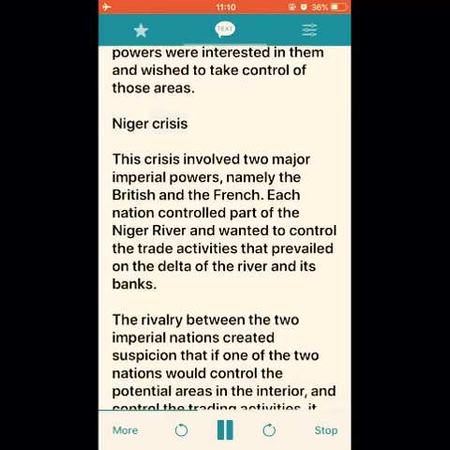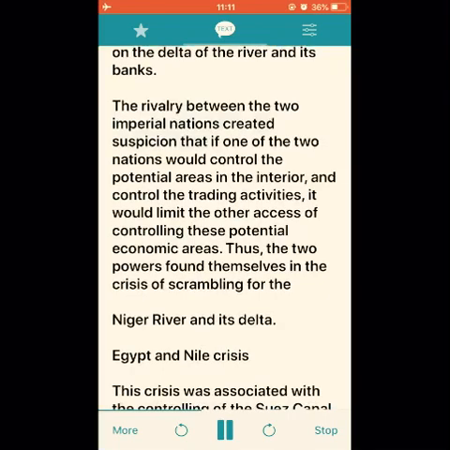Niger crisis. This crisis involved two major imperial powers, namely the British and the French. Each nation controlled part of the Niger River and wanted to control the trade activities that prevailed on the delta of the river and its banks. The rivalry between the two imperial nations created suspicion that if one of the two nations would control the potential areas in the interior, and control the trading activities, it would limit the other's access to controlling these potential economic areas. Thus, the two powers found themselves in the crisis of scrambling for the Niger River and its delta.